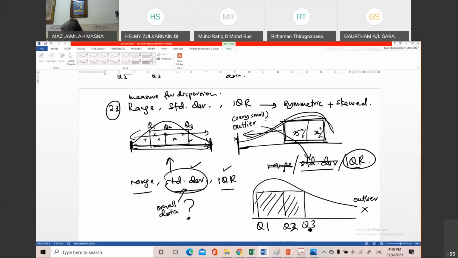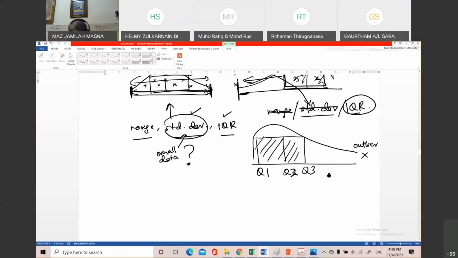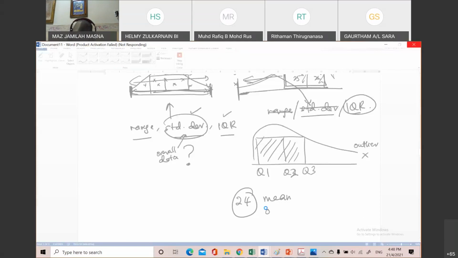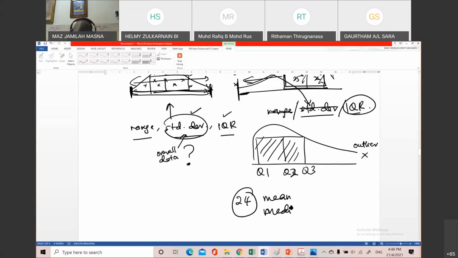Number 24: is the mean or median a better measure of central tendency for a data set with outlier? Now, we are talking about question number 24. Is it the median or mean? For skewed data, meaning you have an outlier here, which one is better, mean or median? Class, we have discussed earlier.